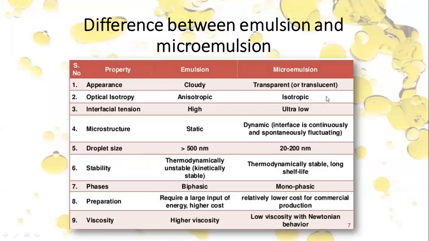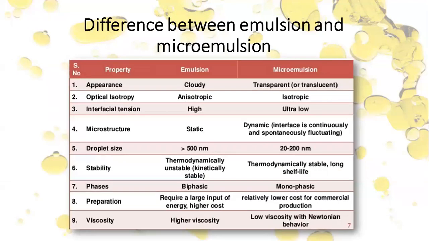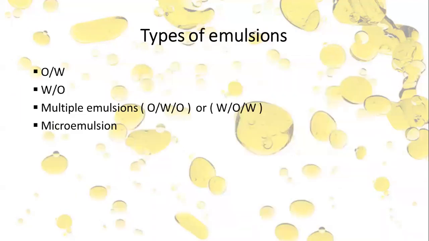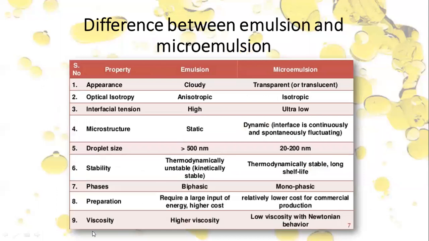We have covered the difference between emulsions and microemulsions. Now come to these things, the multiple emulsions. Multiple emulsions are complex systems where both oil in water and water in oil emulsions exist simultaneously, which are stabilized by surfactants respectively.